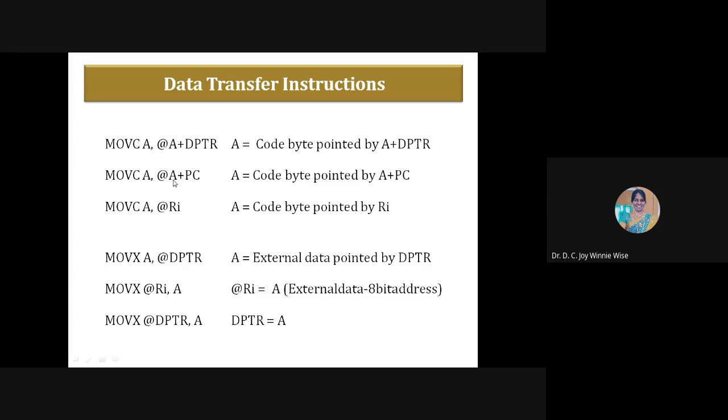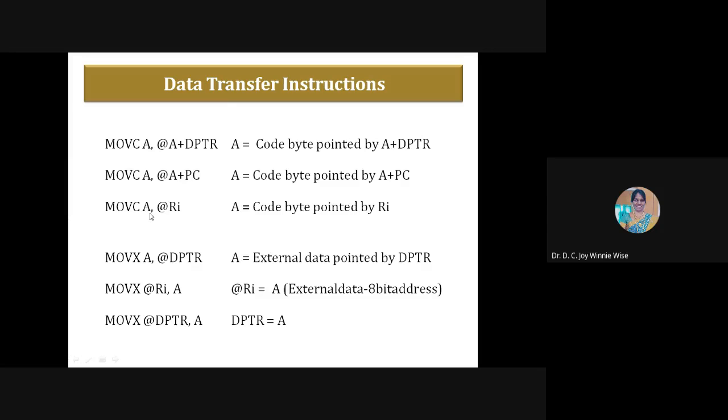Okay. Like this, here we have A plus PC, the program counter. The content of accumulator and the program counter must be added, and data in that memory location is transferred to accumulator. And here again, @ means data in that memory location is transferred to accumulator. So in these three instructions, the destination is accumulator.